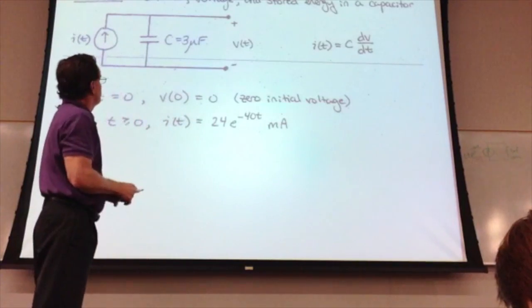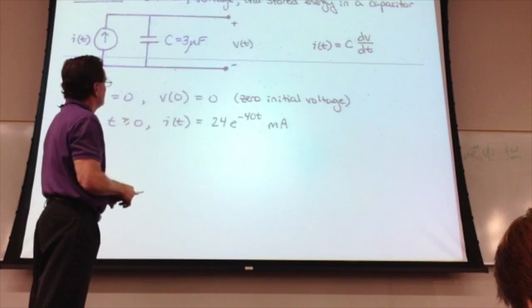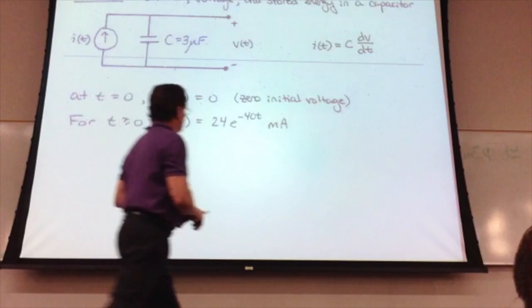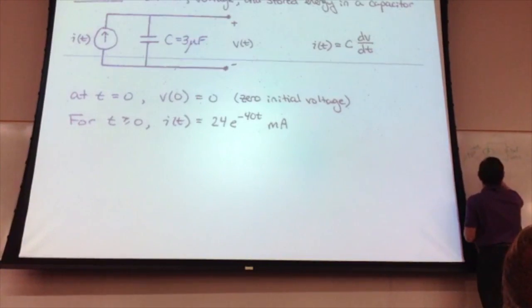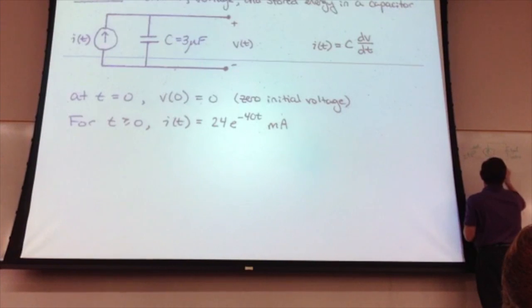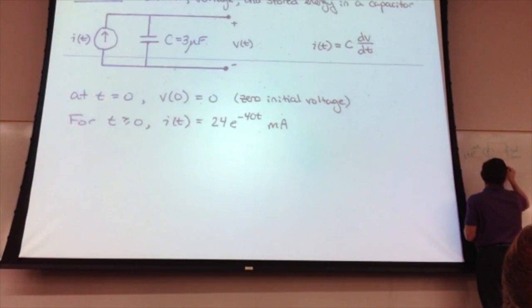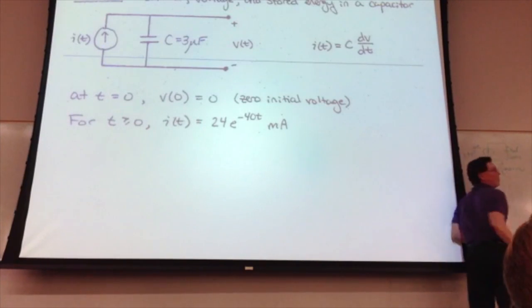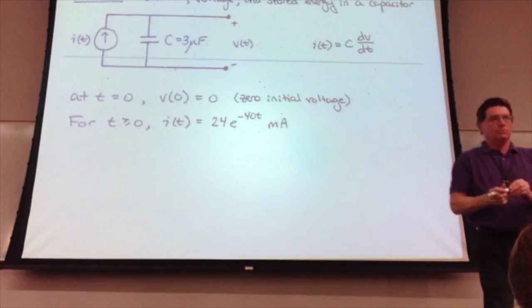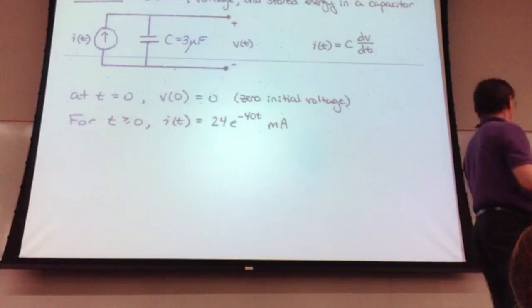All right, now we want to find the voltage. The voltage for a capacitor, again, is given by V of t equals 1 over C, the integral from t0 to t of I of t dt, plus V at t0. Now, in our problem, what is t0 equal to? 0. Okay?